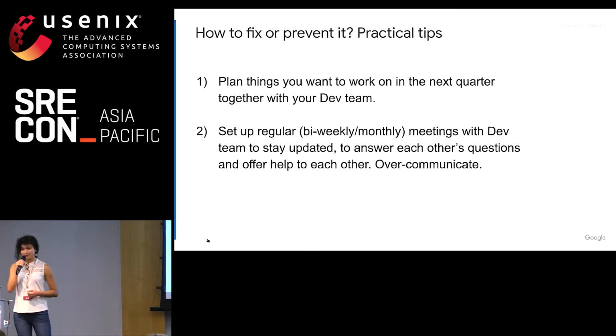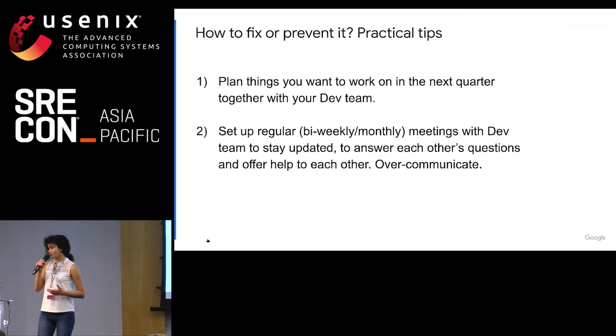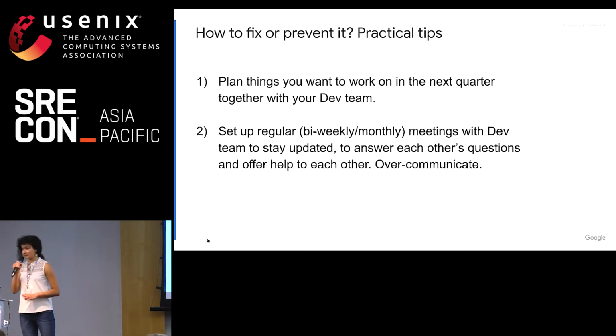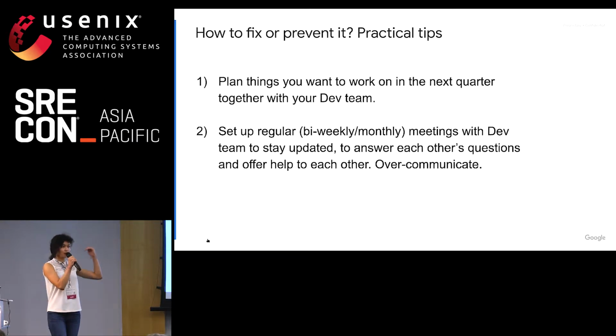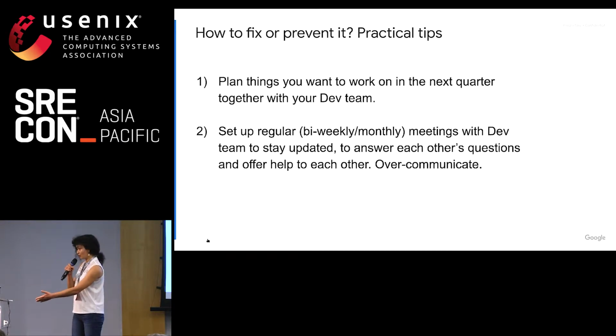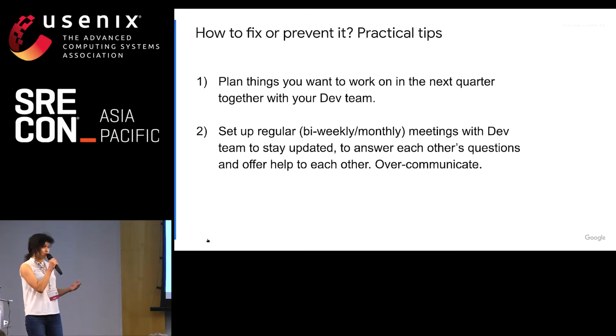Tip number 1, plan things you want to work on this quarter together with your developer team. It will help you to align your priorities and not to be surprised in the middle of the quarter thinking, wait a second, why are they working on that thing when this thing is much more important? Plus, without involvement, it's hard to ask for commitment. Tip number 2, set up regular meetings with them. It could be bi-weekly, it could be monthly, just to stay updated, to ask each other questions, to offer help to each other. Over-communication is better than under-communication.